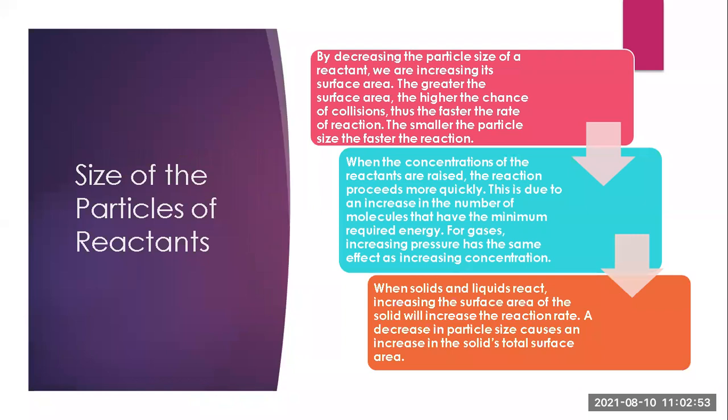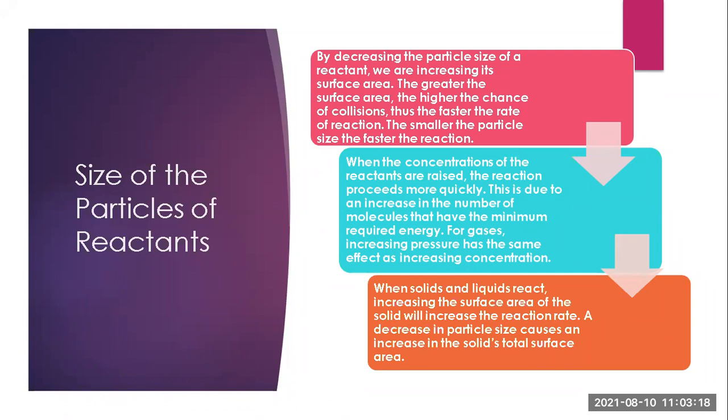Then, by decreasing the particle size of a reactant, we are increasing its surface area, as I already told you. So the greater the surface area, the higher the chances of collision, and thus the faster the rate of reaction. So the smaller the particle size, the faster the reaction.